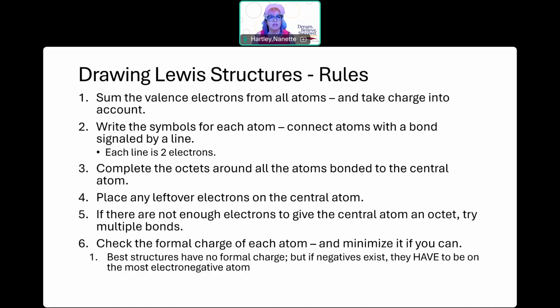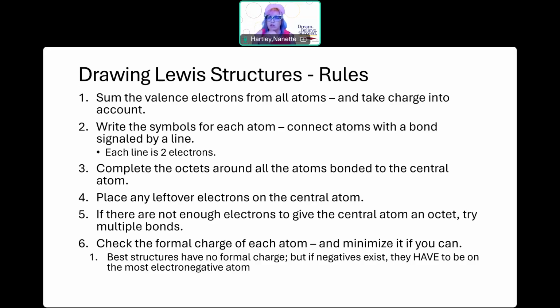And we sum the valence electrons from all the atoms in that formula. And then we add additional electrons if there's a negative charge, or we take them away if it's a positive charge. So if it's a negative charge, we add them. If it's a positive charge, we subtract, take them out. Okay. We write the symbols for each atom. So if I have a particular molecule, the first thing that's shown typically goes in the middle, and then we draw all of the other stuff around it. Okay, so that's my base structure.